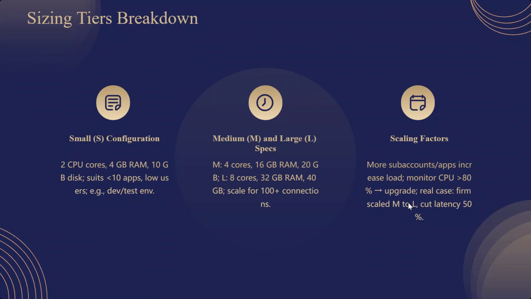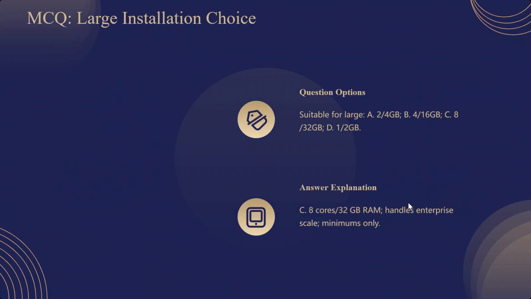Part 4, Sizing. Now comes an important concept: sizing. This means deciding how much hardware your Cloud Connector needs. Let me simplify the sizing table for you. Small, S: 2 CPU cores, 4 GB RAM, 10 GB disk. Medium, M: 4 CPU cores, 16 GB RAM, 20 GB disk. Large, L: 8 CPU cores, 32 GB RAM, 40 GB disk.